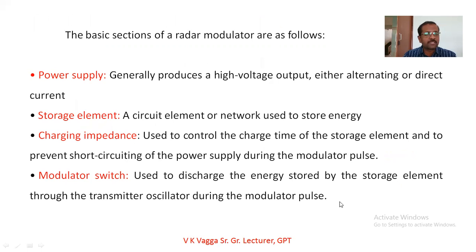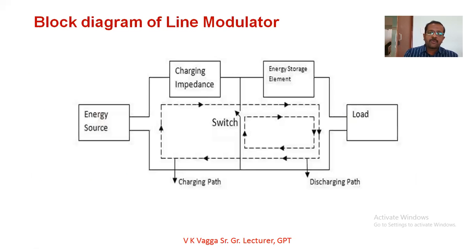During the modulator pulse, if the pulse is on, it is used to discharge the energy. If the pulse is off, it is going to charge and store the energy. Off means it is an open switch, and if it is on, it is a closed switch. Understood? So I'm going to repeat once again.